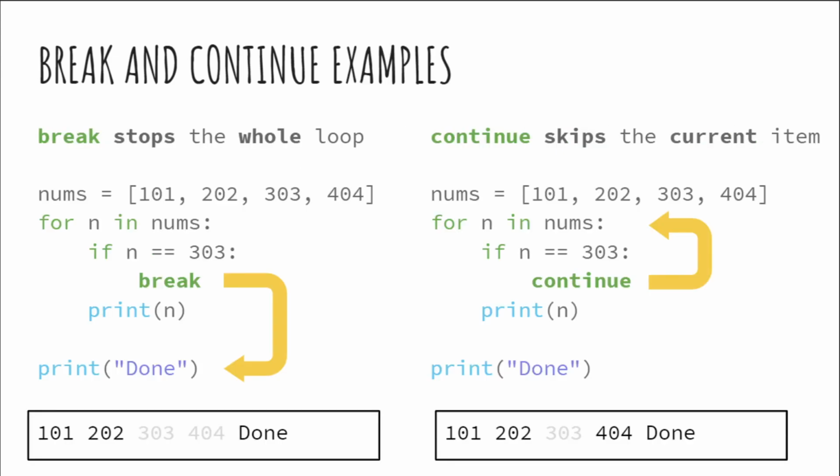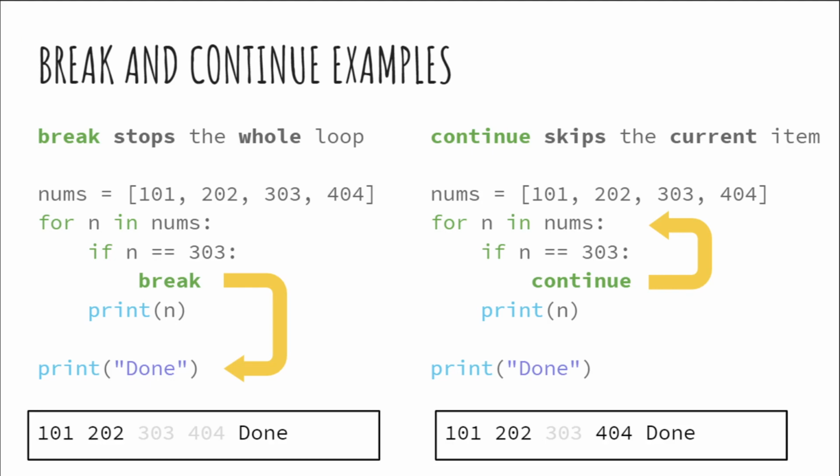That's the window. There we go. So we can see here how we expect it to work. So break stops the entire loop. On the left we have nums equals 101, 202, 303, 404. We're saying for n in nums, if n is equal to 303, break. And then if we haven't broken out, we'll print n.